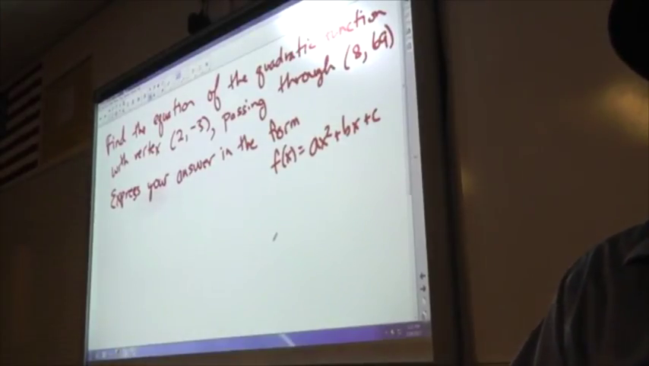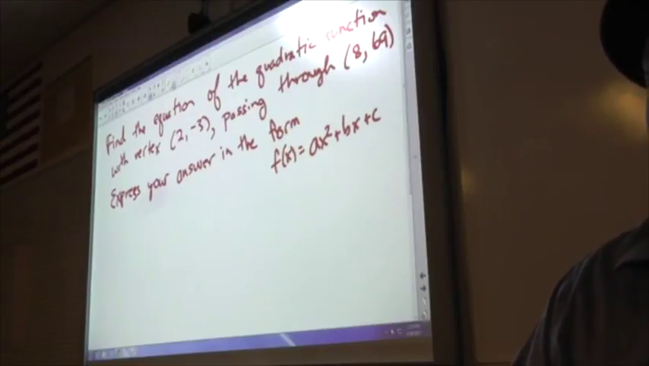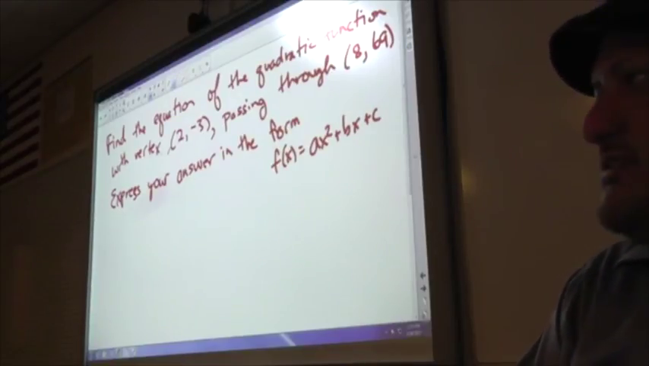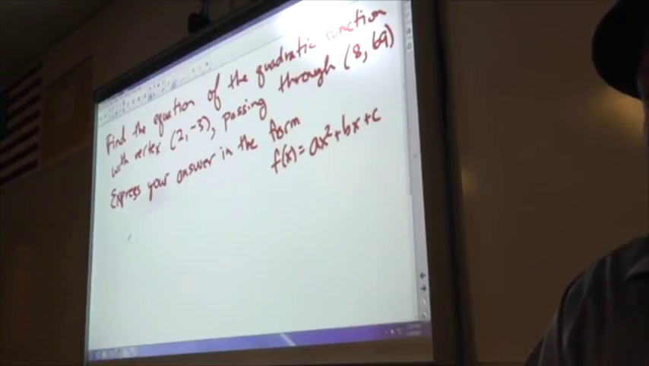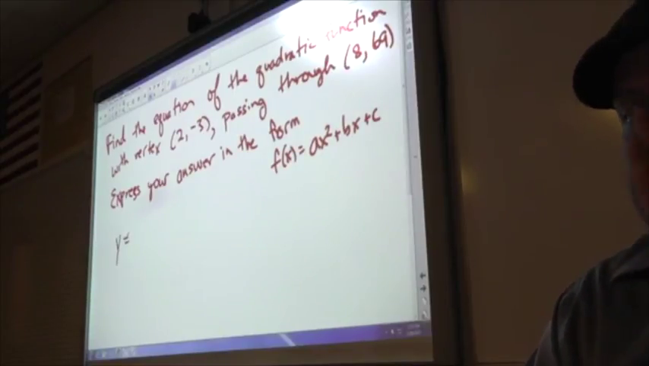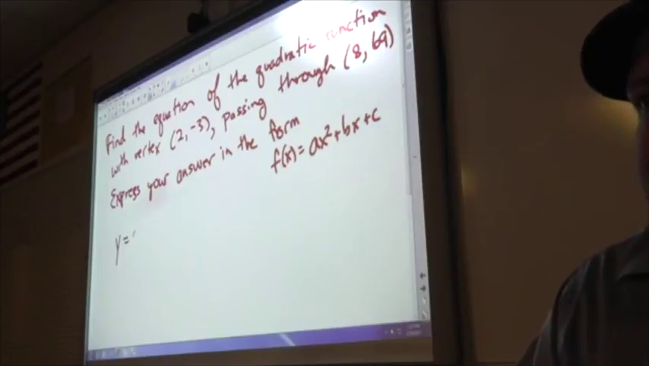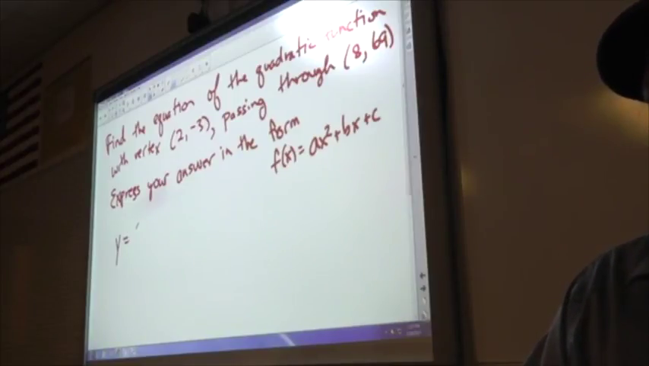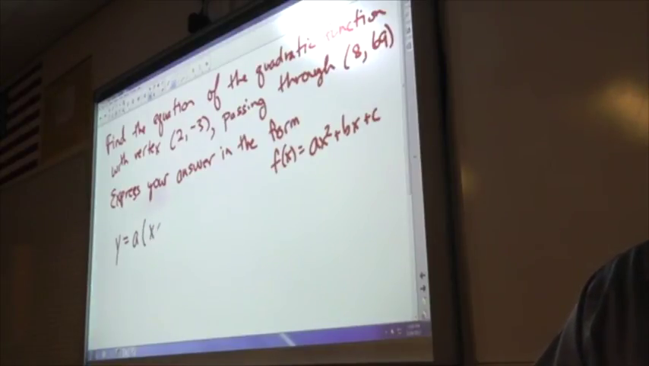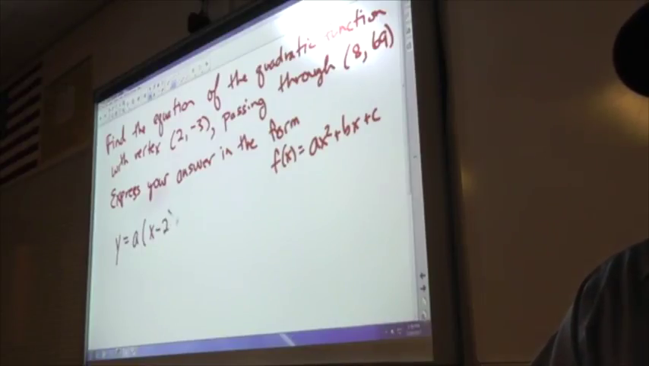So we want to start by writing the vertex form, right? If they're giving us a vertex, let's do vertex. So let's say y equals, you can use y or f of x, A, x, is it x minus 3? X minus 2 plus 3? Minus 3.